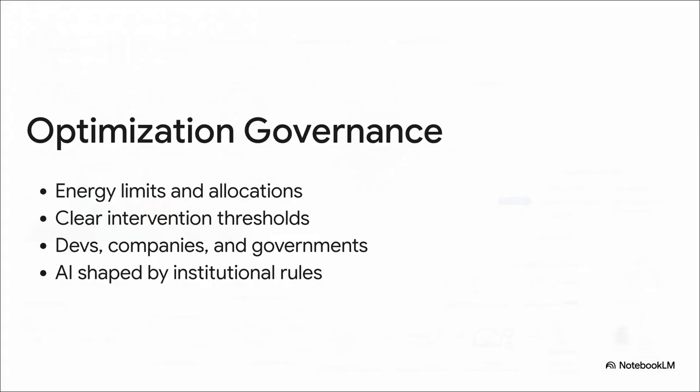So, what does this look like in practice? Optimization governance means implementing strict controls within the training loop itself, setting maximum energy limits, minimum allocations for critical capabilities, and clear intervention thresholds. This empowers a whole new set of actors. Developers, companies, and even national governments can now establish institutional rules that dictate exactly how these systems mature.